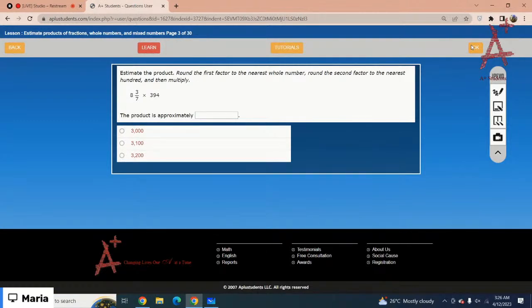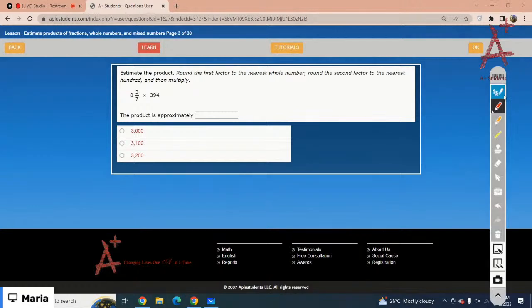Okay, the next one is 8 whole 3 by 7 times 394. So first of all, you have to round off this number to the nearest 100. So 394 is rounded to which 100? It would be rounded off to 400. Got it?